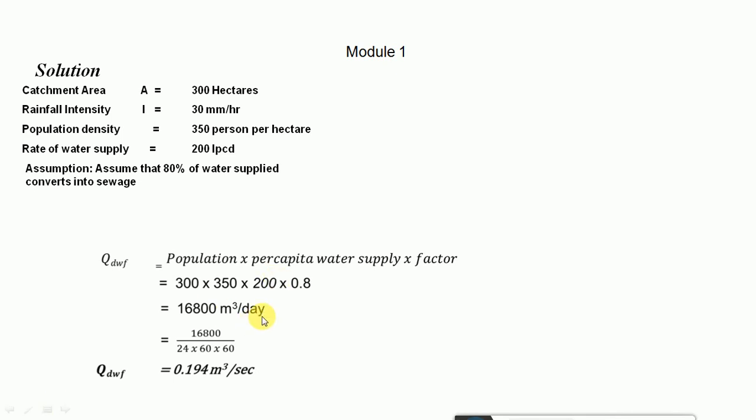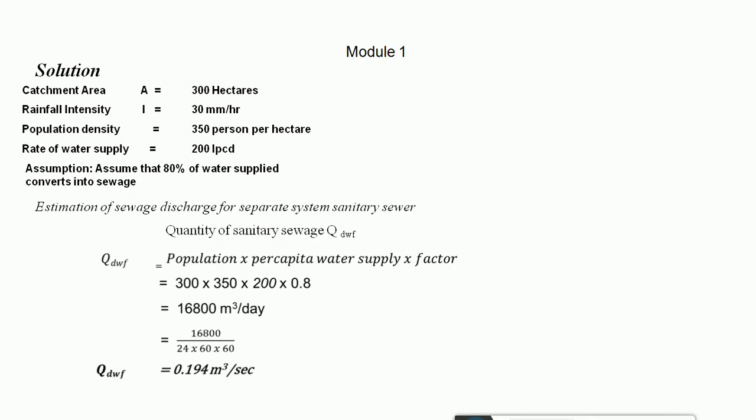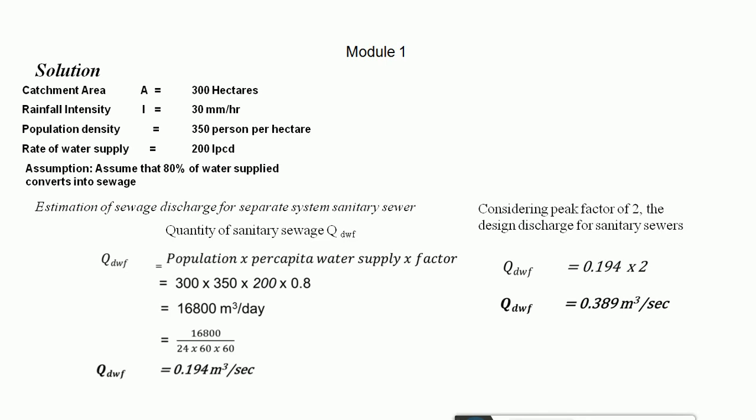To this discharge, we have to convert meter cube per day into meter cube per second, so we divide by 24 into 60 into 60 to obtain the discharge in meter cube per second. This is the total discharge, 0.194 meter cube per second, which is the quantity of the dry weather flow. Now we consider the peaking factor as 2, so we multiply the discharge by 2 to obtain the total dry weather flow, which is 0.389 meter cube per second. So this is the total quantity.